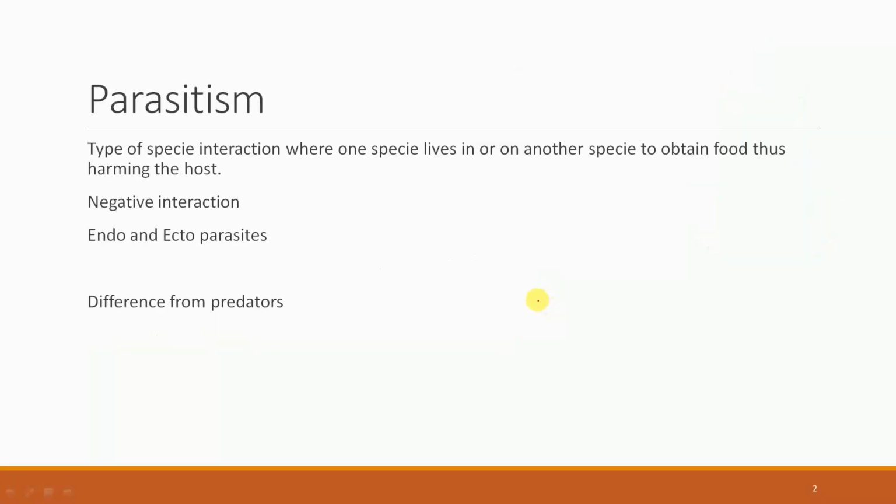The topic for today is parasitism. Now this is another type of species interaction and rather an important one. This is also a negative interaction between species. It can simply be understood as a type of species interaction where one species lives in or on another species to obtain food, and thus it causes harm to the host on which that one particular species is living.